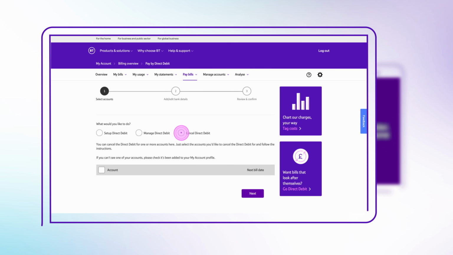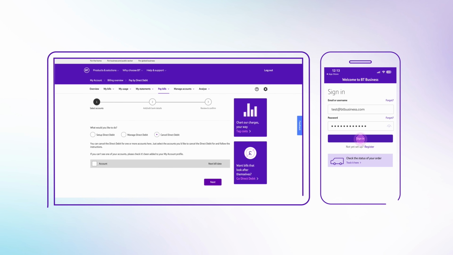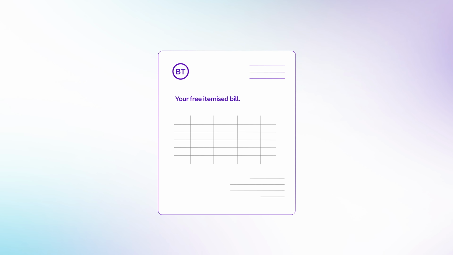You can cancel your Direct Debit if you need to in My Account, or amend any BT Business Direct Debits in the BT Business app. You'll always receive your bill before we take payment, giving you plenty of time to understand your charges.